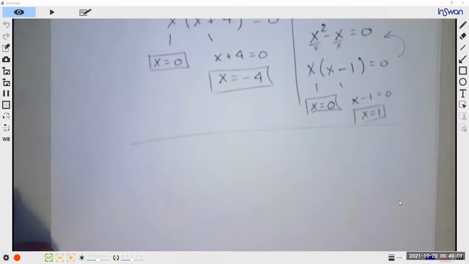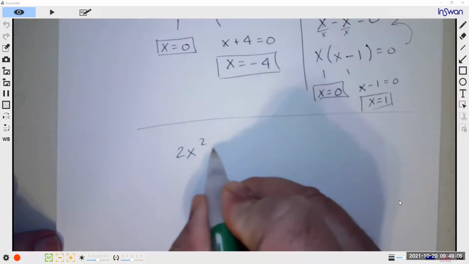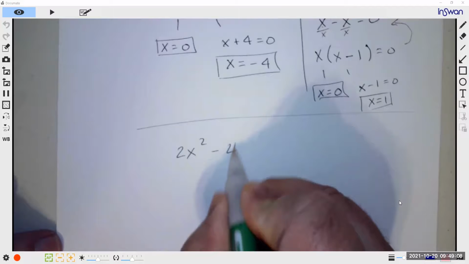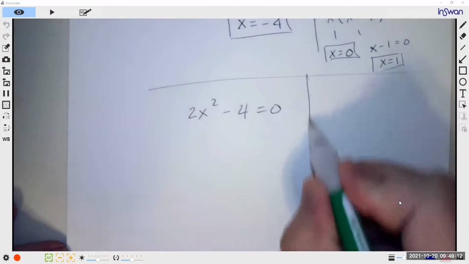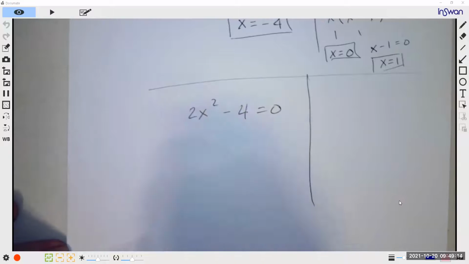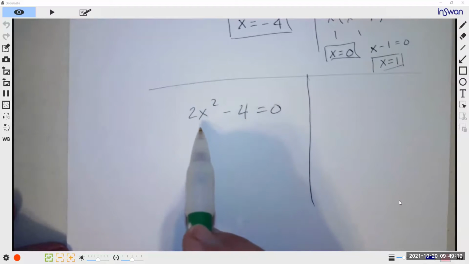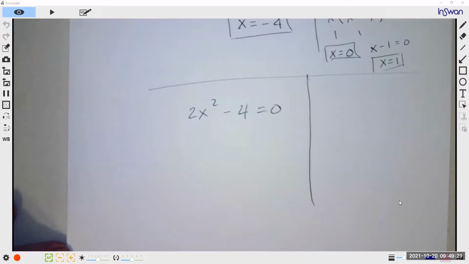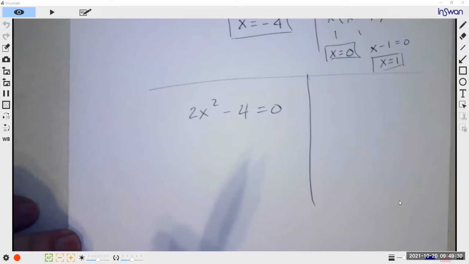Okay, that's the first part. Now let's look at 2x squared minus 4 equals 0. It's a binomial. It has two terms, and only one term has an x. So we have to use what method here? Square root method, yes. In this method, you have to have the x's on one side, numbers on the other.